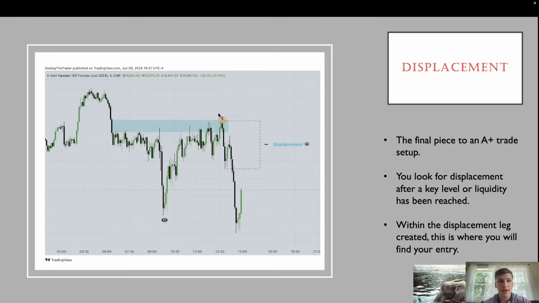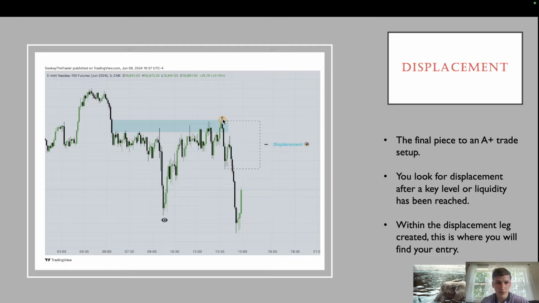But in this example that I have here on the left side of the chart, you look for the displacement after a key level or liquidity has been reached. In this case, we have a key level in the form of a fair value gap here, and we have liquidity taken here. And following that, we have displacement. So assuming we have all the other elements surrounding us with the liquidity and the fair value gap here, we have previous daily low hovering below here. That's our target. And then we get displacement.